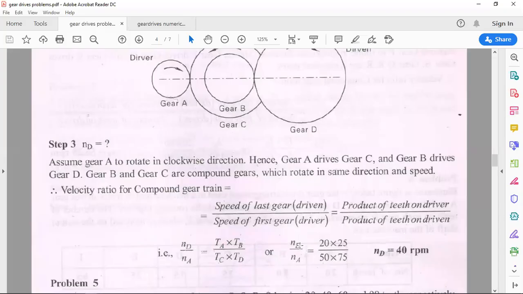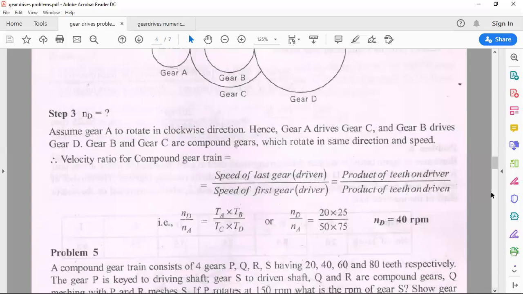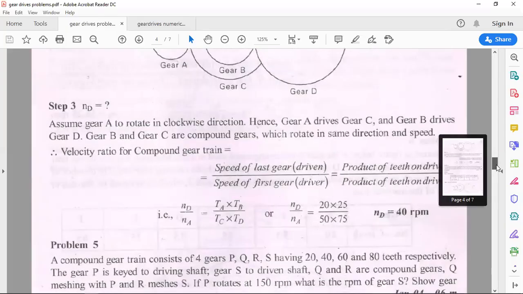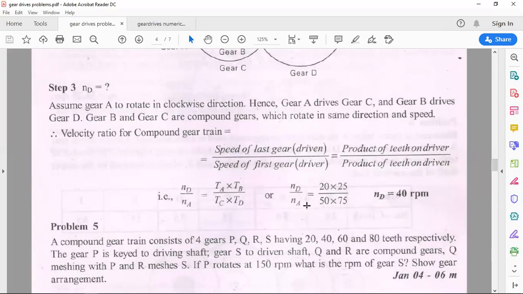ND is not given, we need to calculate it, and NA is given as 300 RPM. So by using this equation, substituting 300 for NA and cancelling, 20 into 25 divided by 15 into 20, we get ND as 40 RPM. The speed of the driven gear is 40 revolutions per minute. Similarly, next we are going to discuss problem number 5.